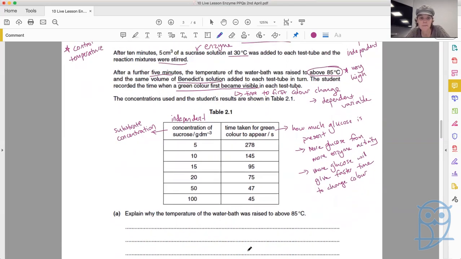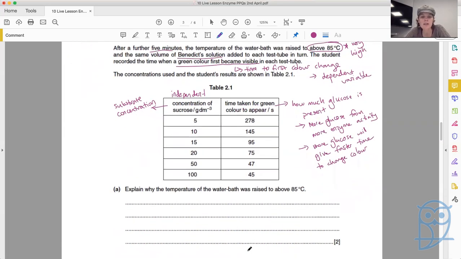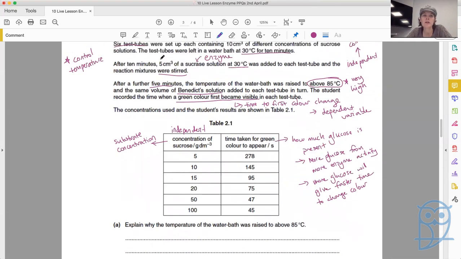So the first question says, explain why the temperature of the water bath was raised to above 85 degrees C. And here you've got an important thing to consider. You've got 2 marks for this question, which is an indication that you're going to need 2 valid points. Explain why, 2 points. We've got 2 reasons here. Remember, we raised it to 85 degrees C after 5 minutes, so after the initial reaction, where it's going to be different. Because remember, when we've got different substrate concentrations, it's just that first bit that's going to be different.